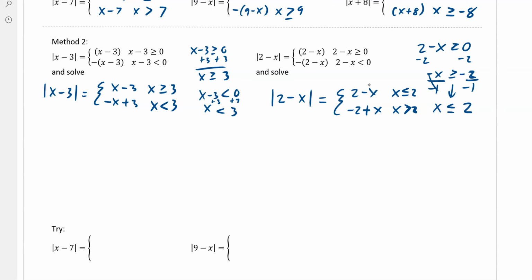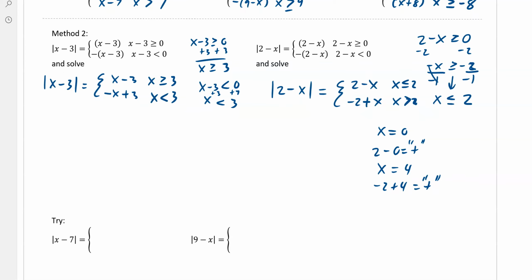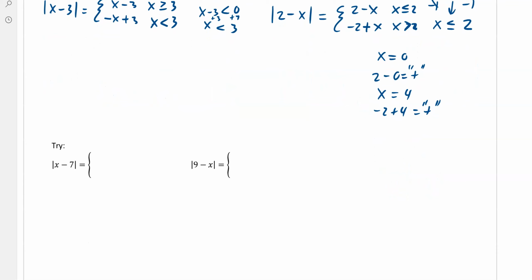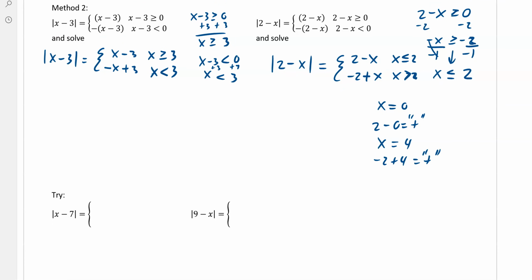You don't have to actually solve it. But you do want to check it. So something less than 2 would be 1, or 0. So if we plug it in, we get a positive, check. And if we plug in something greater than 2, like 4, we also get a positive, so we're good. There we go. That is our piecewise defined function. So now I want you to try it here with these two. Same exact method. Hit pause and give it a shot.